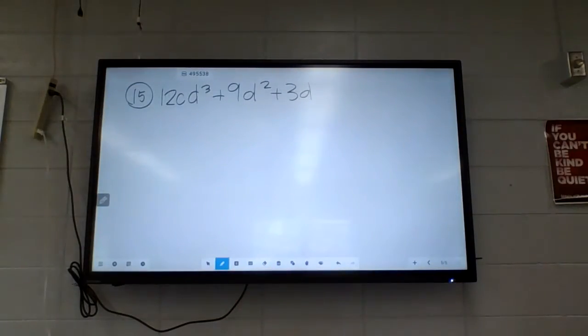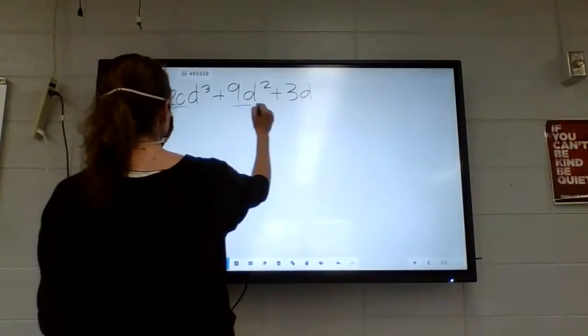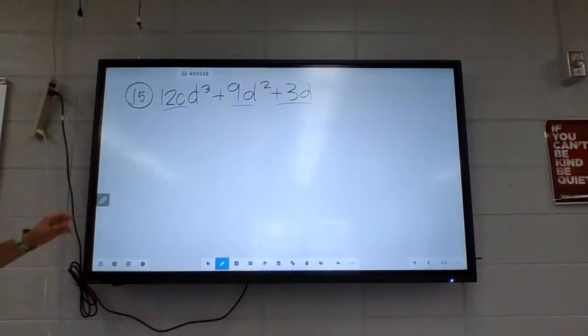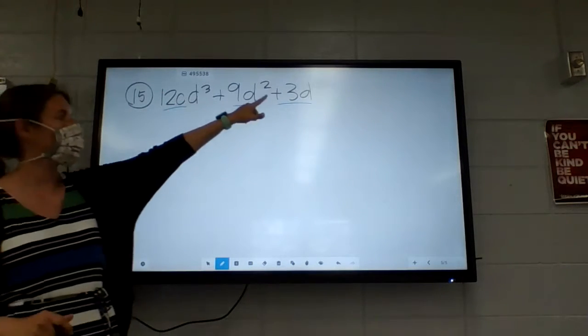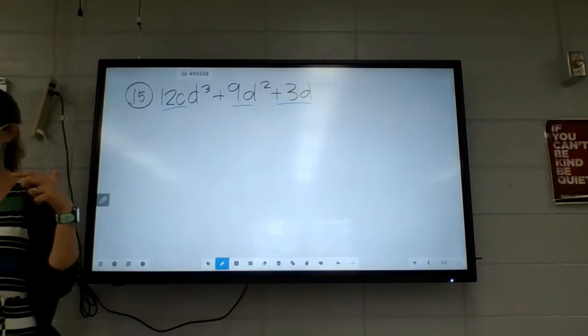15, and then we'll work on either 16 or 17 as well. So, you guys, this one I told you in the directions, use a GCF. That means we want to find a common factor among all three terms. So I look at the numbers, 12, 9, and 3. What goes into all three terms? 3.